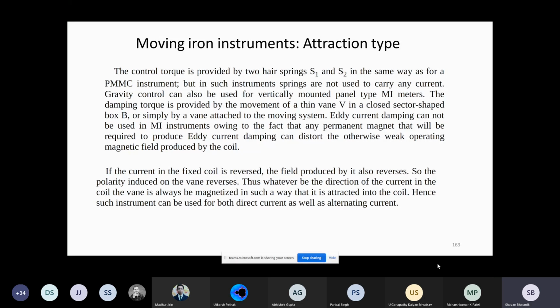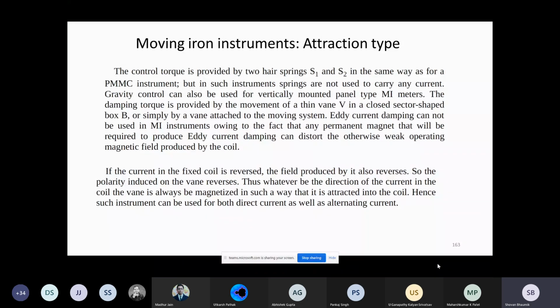So at least in the attraction type, there are a few things to be remembered. First thing is that there is no permanent magnet. Second thing is that there are coils which carry the current and produce the magnetic field. As the coil carries the current to produce the magnetic field, the current should not be very low. The current could be very high, as high as 100 ampere also. The only thing you have to make sure is that the wires used to produce the magnetic field can sustain that much current. Next thing is the moving part, which here is the iron vein.